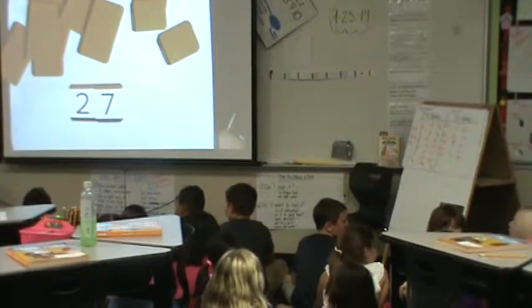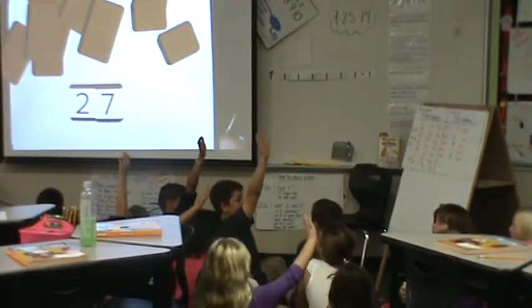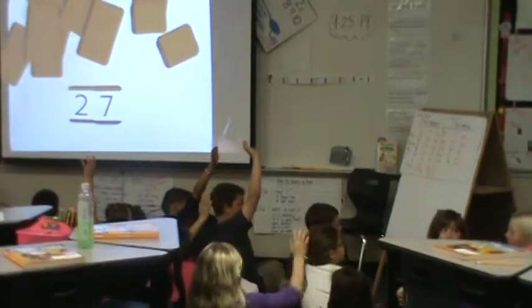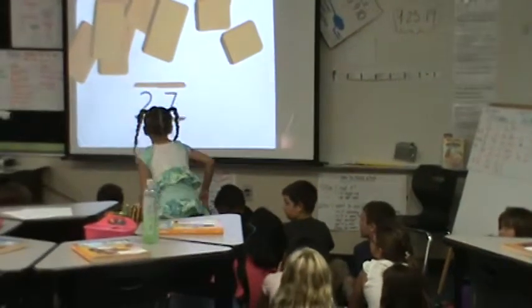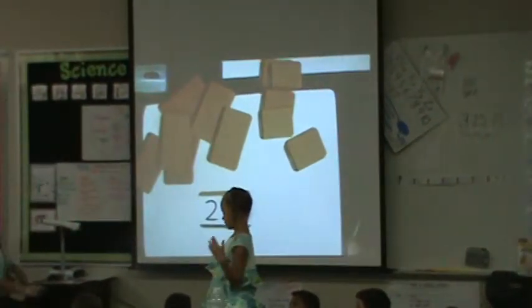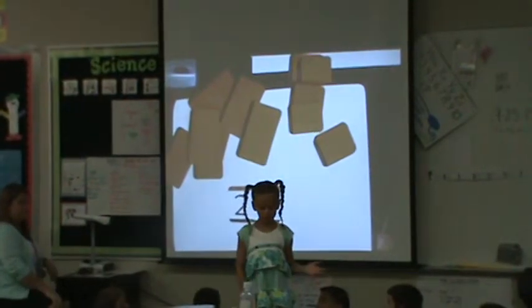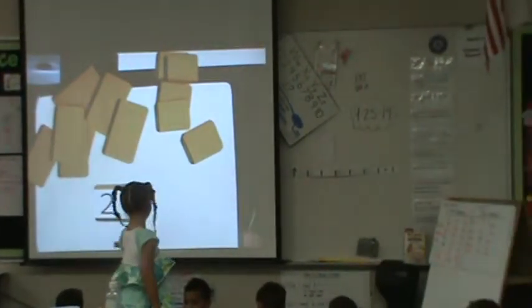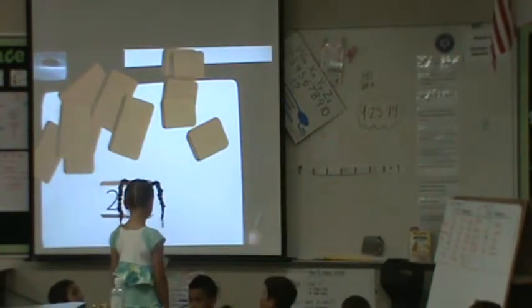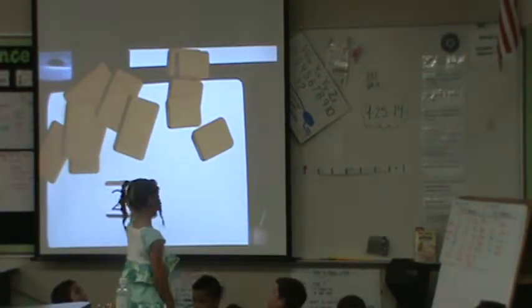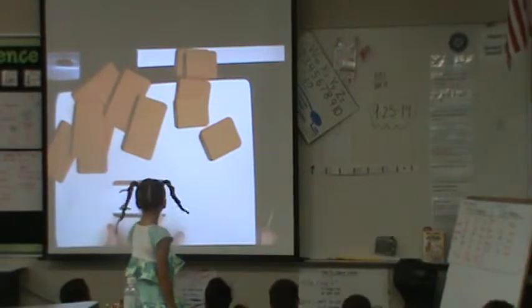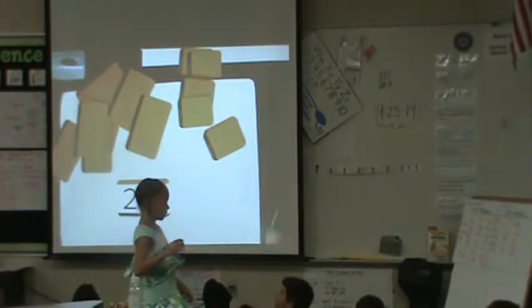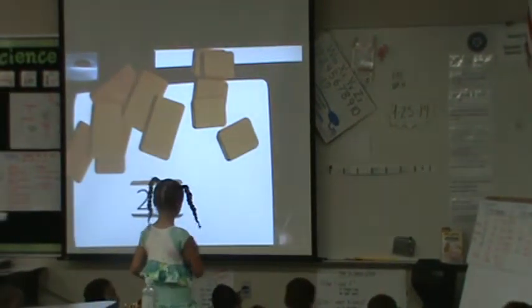Want to ask for help? Okay, ask for help. Question. There's two tens. Tell the person to ask. There's 2 tens in the tens place, which is the number 2 in the first one. Okay. And then there's 7 ones in the ones place, which is the second.